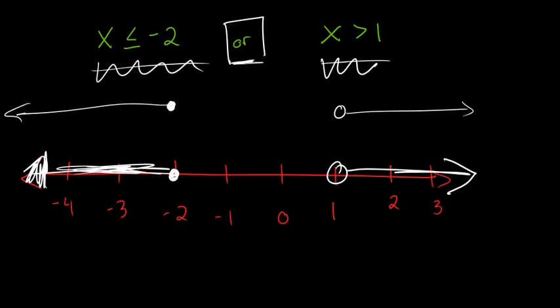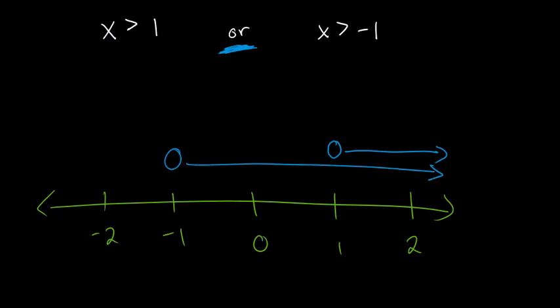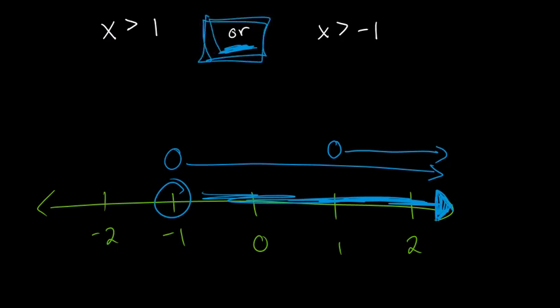Alright, I'm going to work through a couple more examples real quick. For this one, or, that means I want to include as much as I can. Here is x is greater than 1, so we're going to cover 2. 2 is greater than 1. And x is greater than -1. Since they are both included, if it's greater than 1, it's definitely going to be greater than -1. So since it could be on either one of them, since it's or, I'm just going to go ahead and graph x is greater than -1.